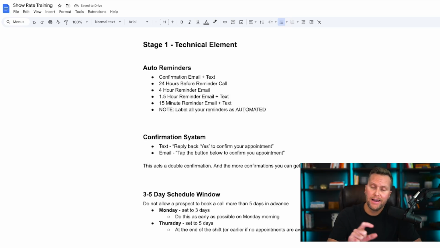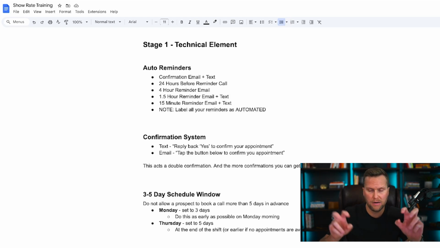Let's now dive into the next thing that you can add in to increase your show rates, which is a confirmation system. So I already touched on this a little bit. When we send the automated message that goes out that seems like it's coming from an individual that says, hey, I just want to make sure that you were able to put this on your calendar, that is a form of a confirmation system.